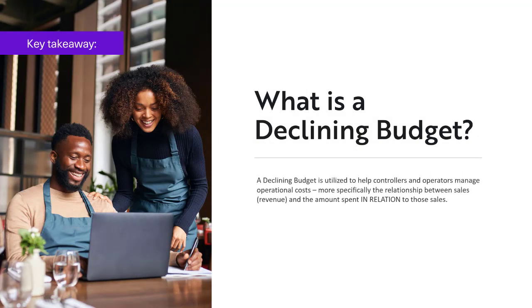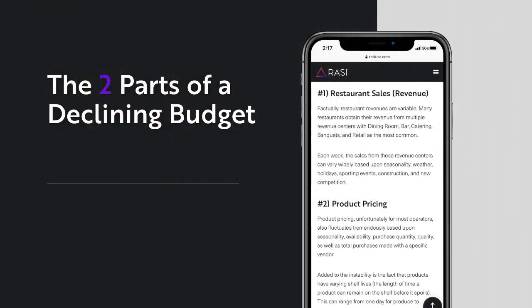A declining budget is used in the restaurant industry to help controllers and operators manage operational costs. More specifically, the relationship between sales, your revenue, and the amount spent in relation to those sales. Ultimately, a declining budget will support the management in monitoring variable spending and fluctuating sales. So there are two parts of a declining budget, and in order to grasp how this very specific budget is used, we must first identify these vital factors for its success.